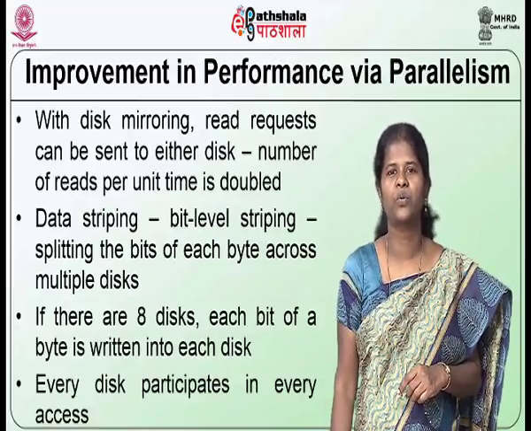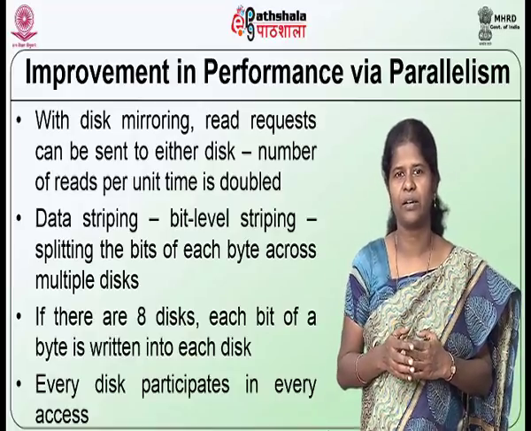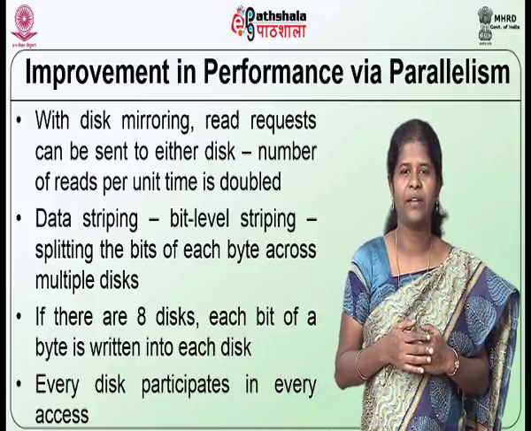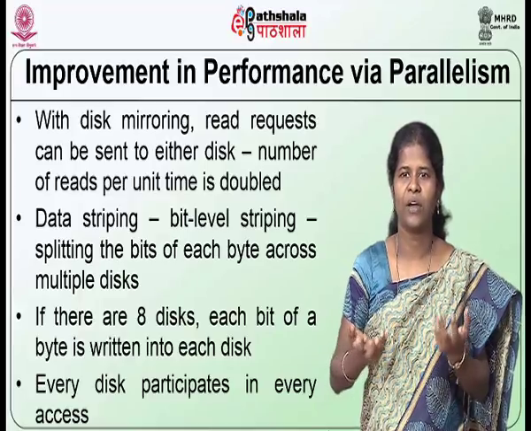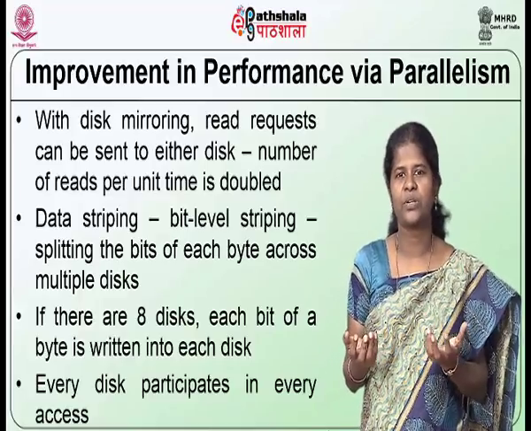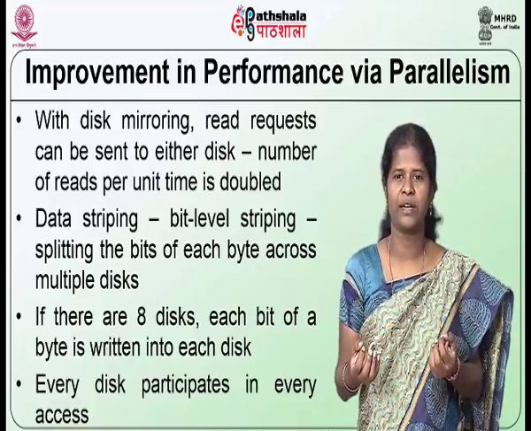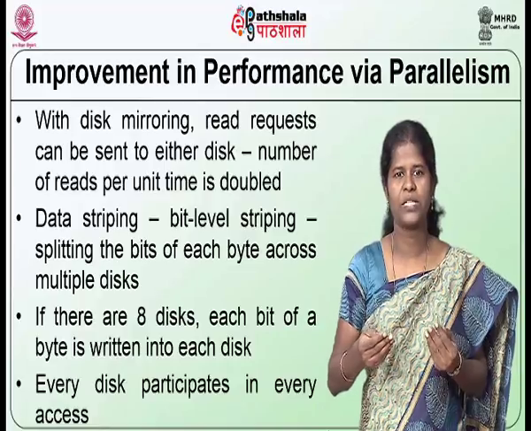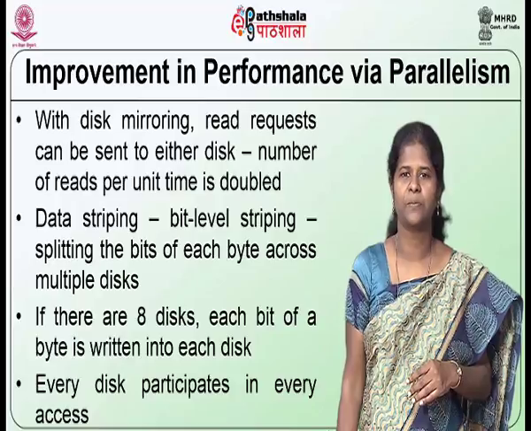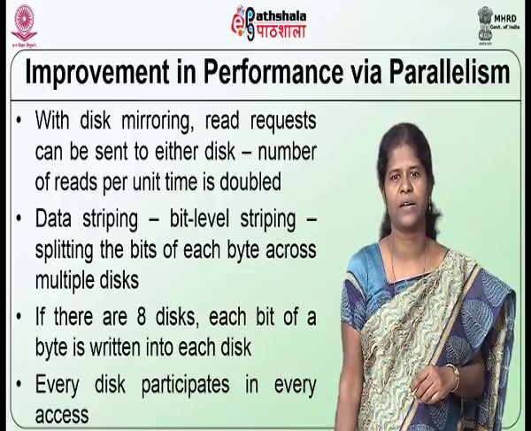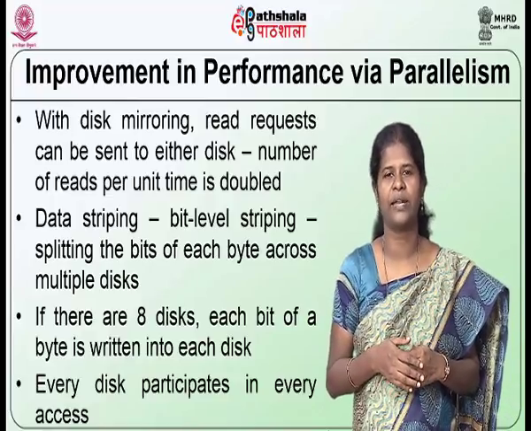You can also improve the performance via parallelism. When you have disk mirroring, you have data present in two disks. When you are trying to read data, rather than reading from just one disk, you send the read request to both the disks. So, it is now possible to read information from both the disks, and you can increase the speed with which you read the data. For this, they introduce something called data striping.